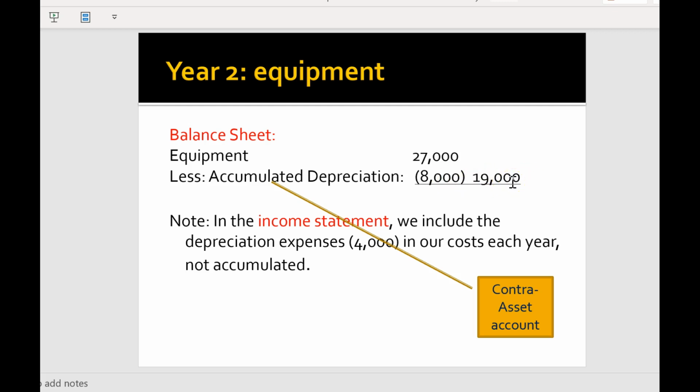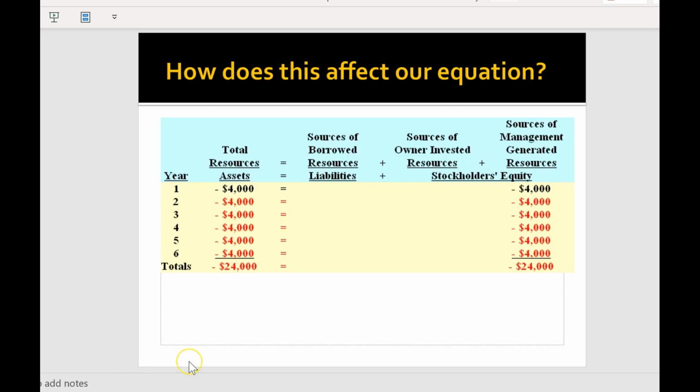Okay, so that would be how much the equipment is worth on the date of December 31st of the second year. In the income statement, because the previous year's depreciation expense has been closed, you cannot report 8,000 in the income statement for the second year. You are still reporting 4,000 in the income statement.